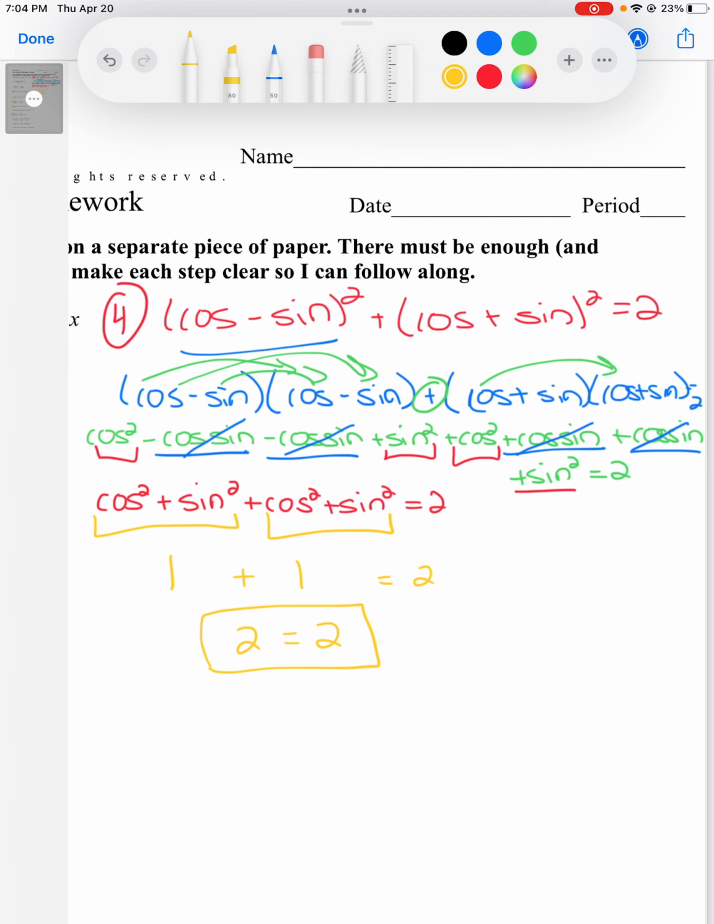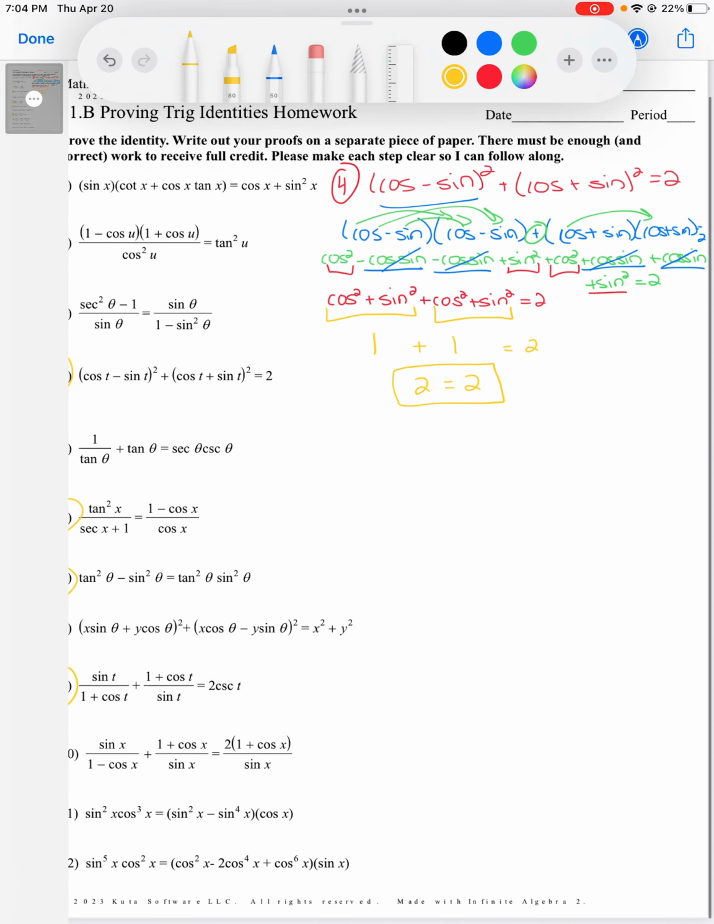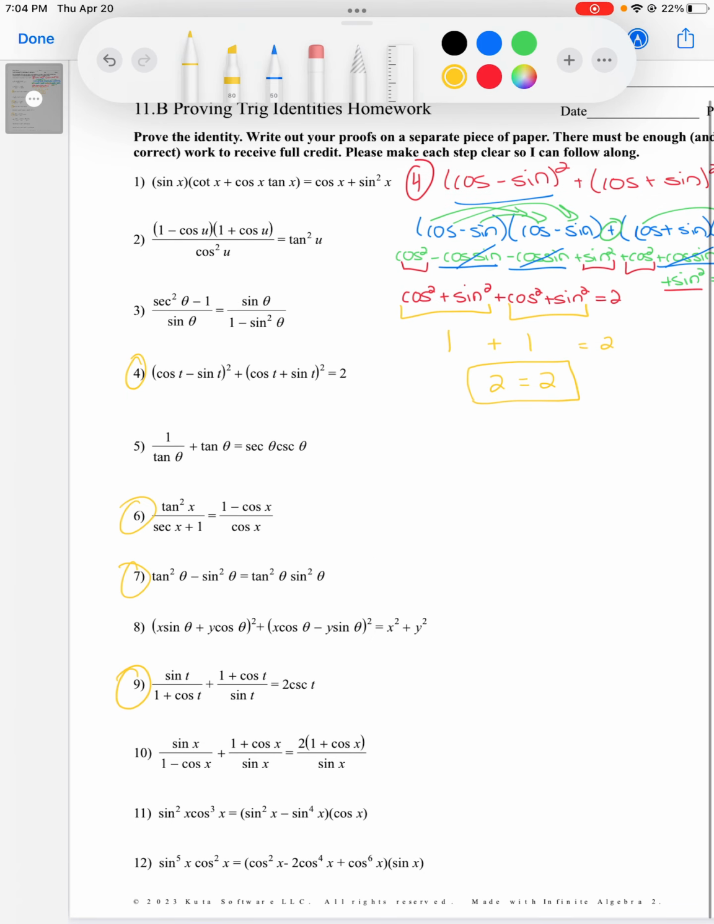So again, this one's just the mathematics, okay? Understanding it's the same math we've been doing all year, especially with polynomials. So distributing, factoring, multiplying, dividing, adding fractions, subtracting fractions, all that stuff you've been doing all year still applies with these sines and cosines, okay? So that's question 4. Let's look at question 6.